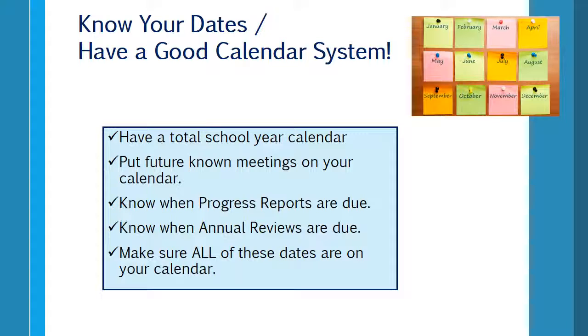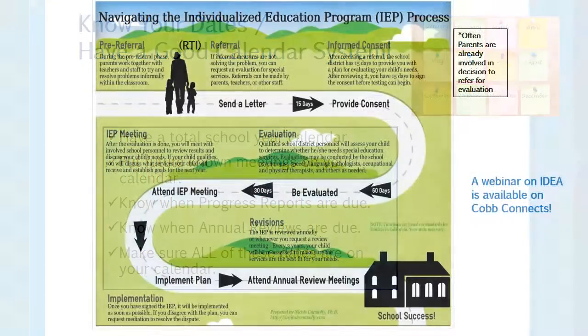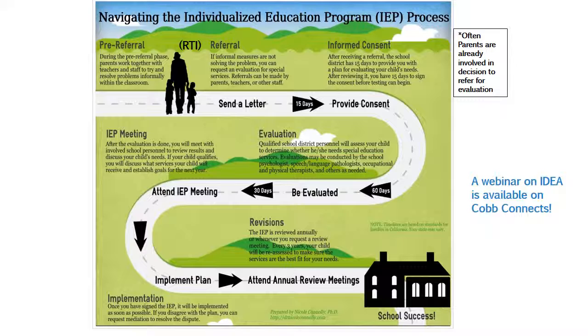Know when annual reviews are due. Like I said, you may be able to print those out by month from your electronic IEP system. If not, you need to make a handwritten one or type in those dates on your calendar. Keeping up with a calendar is really an important thing as an SLP.